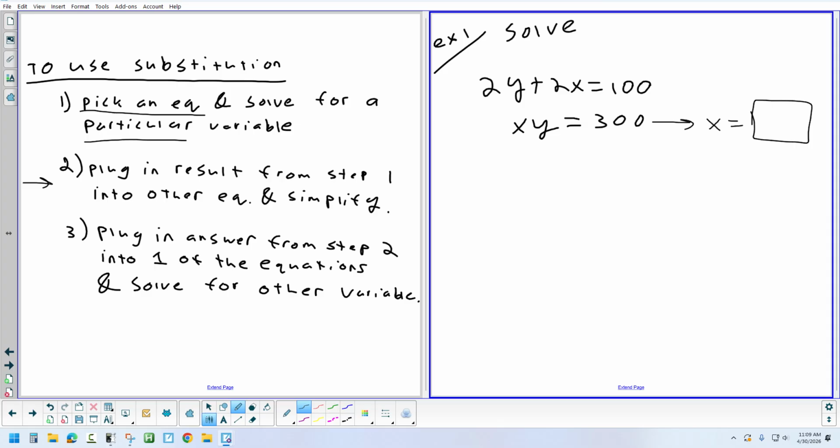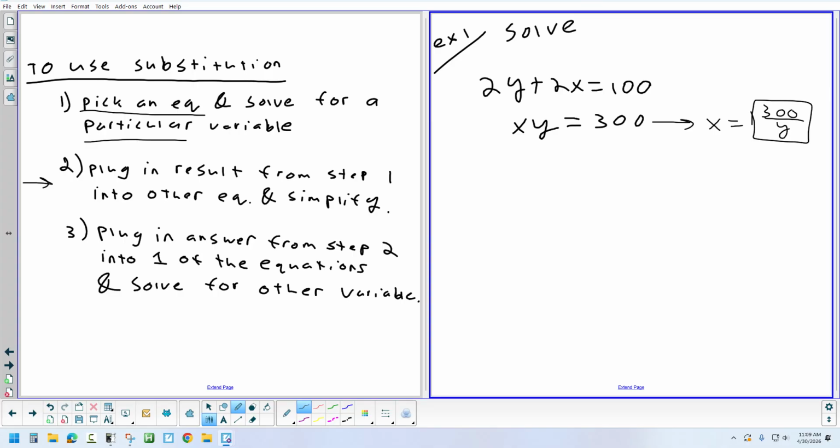Yep. Divide by Y. So if you divide each side by Y, you would get X equals 300 divided by Y. Okay, so that's step one: pick an equation, solve it for a variable.